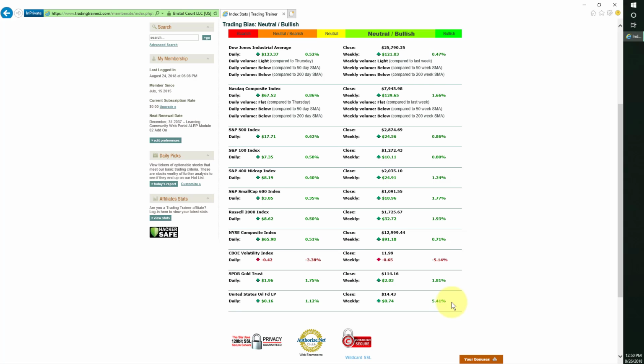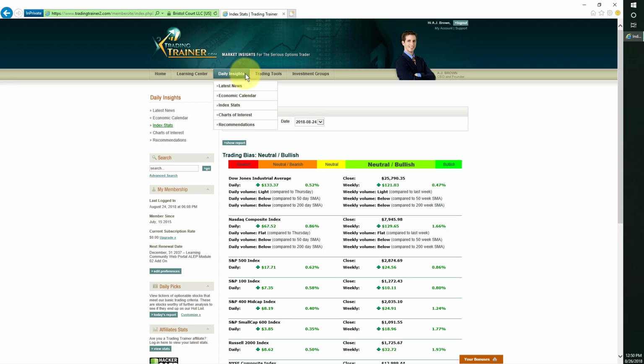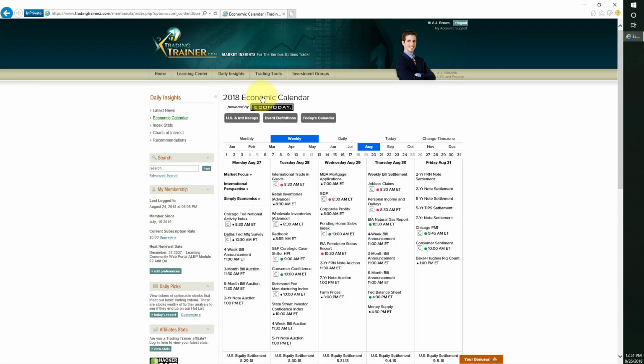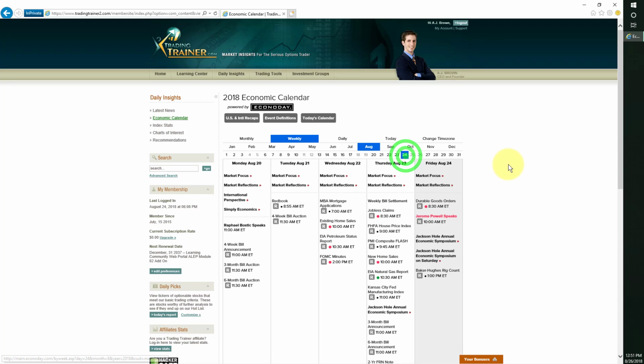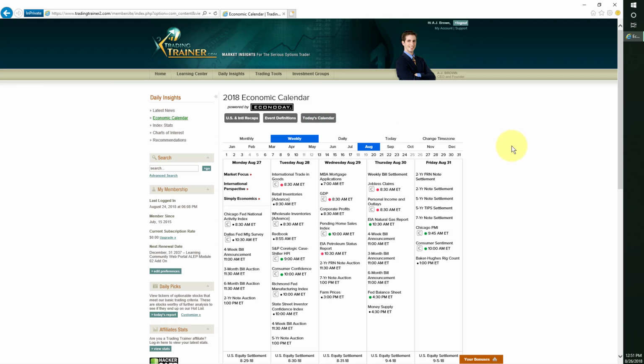Team, let's take a look at our economic calendar. We'll go to our Daily Insights tab and our Economic Calendar subtab. The first thing I'd like you to do is go to this past Friday, August 24th's day, and read the Market Reflection Summary. Then I'd like you to go to tomorrow's Monday, August 27 day and read the Market Focus Pointers. This should be something we do at the end of every trading day.